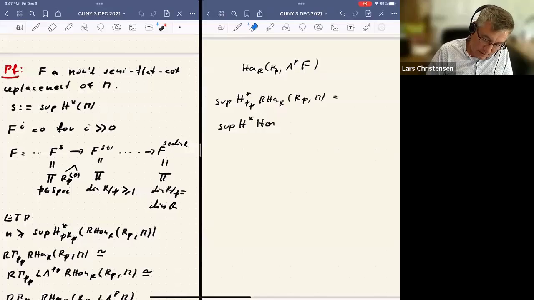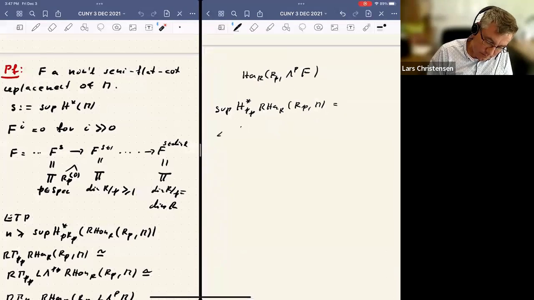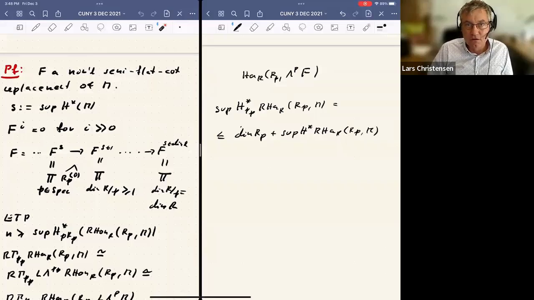Well, I can say that I should do it like this. What I can say is that this is less than or equal to the dimension of R localized at P plus just the cohomological supremum of the co-localization. This is just the usual estimate of the bounds on local cohomology, saying it can't go beyond the dimension.